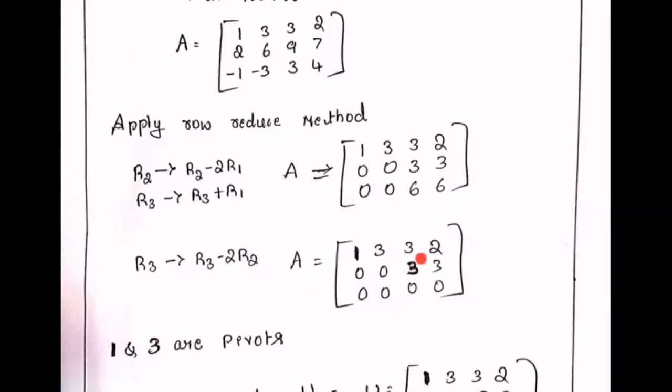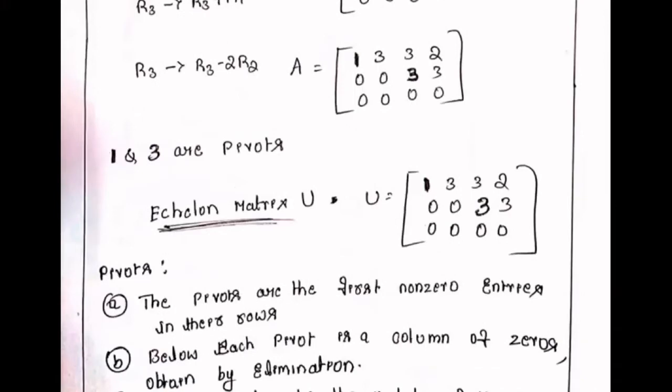You have to make the pivot equal to 1 and all the elements below the pivot 0. So in order to make this 3 into 1, what should you do? You should divide it by 3.